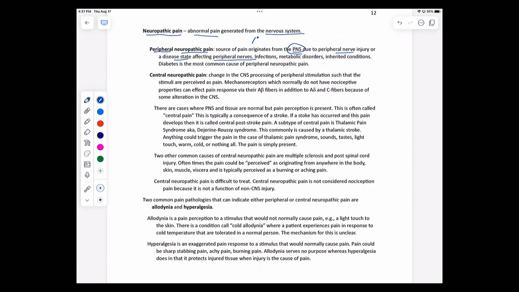And some of the things that could cause these pain primary sensory neurons to act out: you could be having an infection. It could be that you could have a metabolic disorder that is causing these primary sensory neurons to act out. There are certain inherited conditions that cause one to be prone to be very sensitive or to have abnormal pain associated with the peripheral nervous system. Diabetes is actually one of the most common causes for peripheral neuropathic pain.